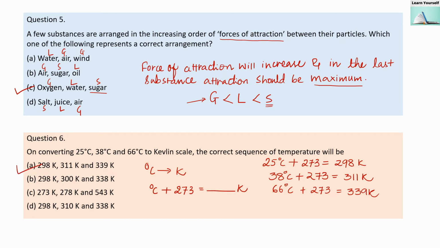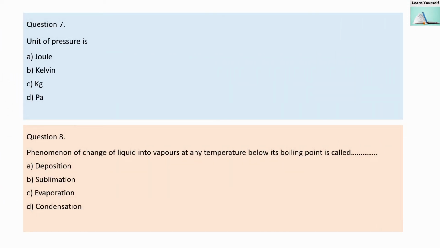Let us check the other three options also. 298, 300. So this is not the correct option. Then 273, this first one is wrong. So this is not the correct option. 298, 310. So this is not the correct option. So option A is the correct one for this question. Question number 7. Unit of pressure is. So this is a direct question.